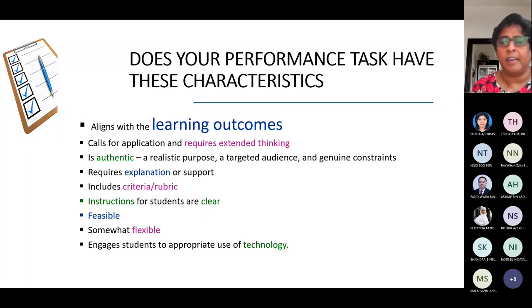Of course, it requires extended thinking. And if you want to make it authentic, as I said, simple things, just asking a friend of yours to sit in the classroom already makes it authentic. When students present and another expert gives them feedback, that gives them a new way of looking at things. And of course it requires explanation. You can include a rubric.